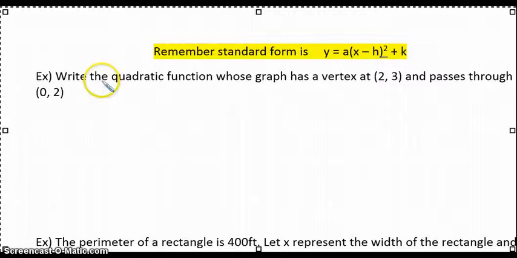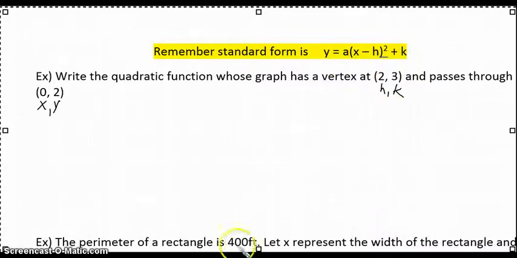Okay, for this next one it says write the quadratic function whose graph has a vertex of 2, 3, so a vertex is my h, k, and passes through the point 0, 2. So if it passes through this point on the graph, that's just an x comma y value. So I'm going to use the standard form. The reason I'm going to use the standard form is because I have the vertex.